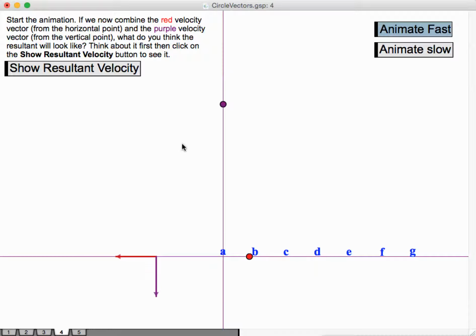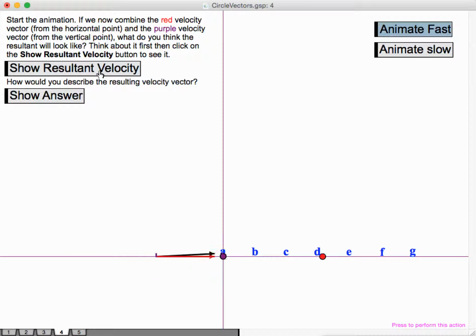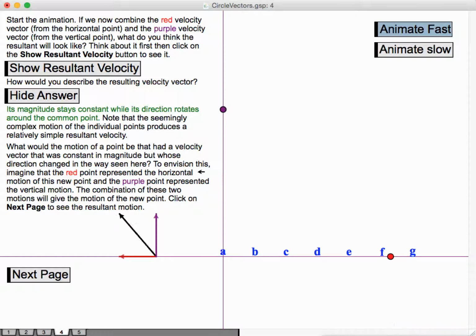And the question will be, now that we have these two velocity vectors, the one for the purple point here and the one for the red point here, if we just take the sum of those two vectors, the vector sum, what would that vector sum look like? So we ask them to think about that first and then click on show the resultant velocity. And hopefully they're surprised to find out that that just becomes a single vector of uniform length that is just sweeping around a circle. And so we can have that described as the magnitude staying constant while the direction rotates around a common point.